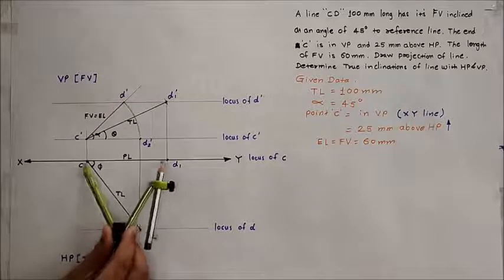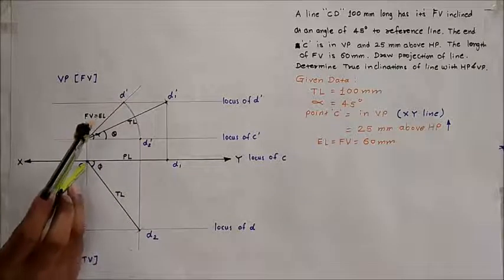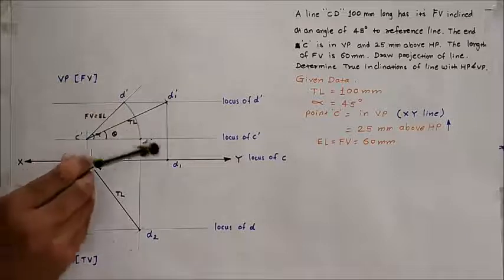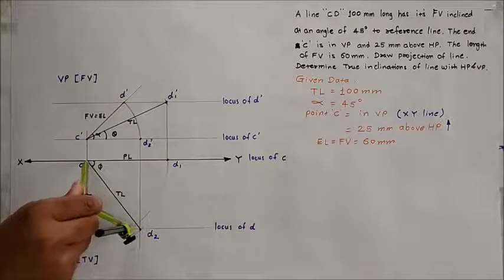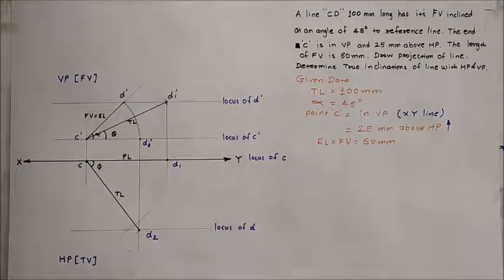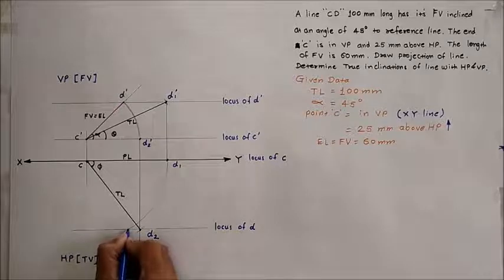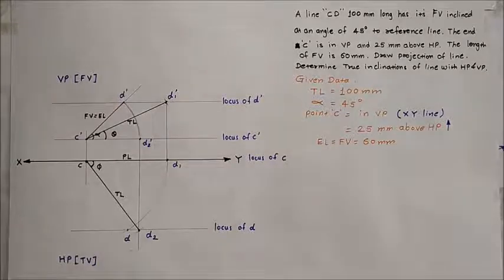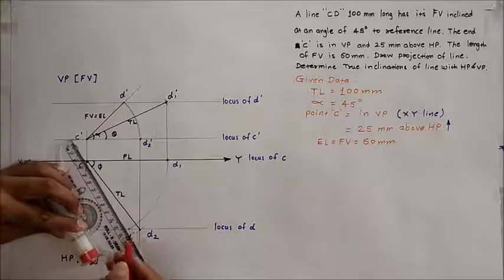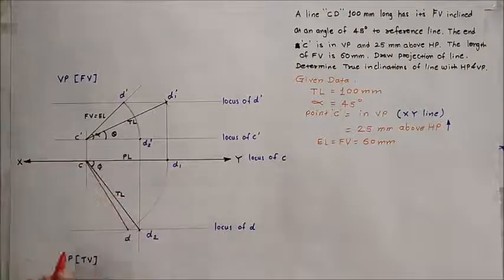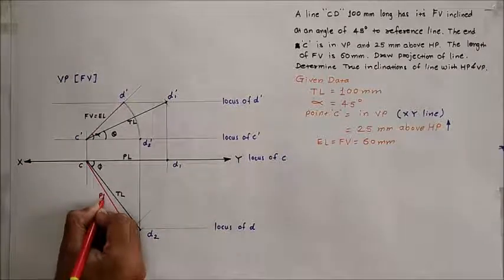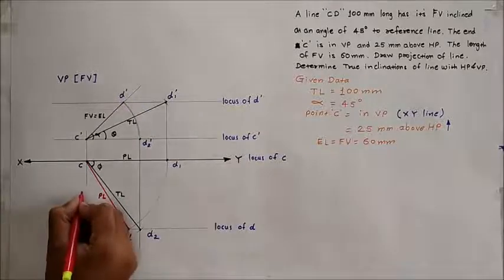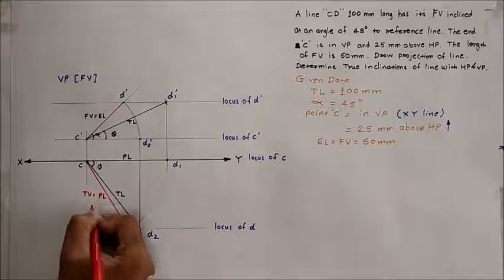Now take the distance C to D1 in your compass. Keep your compass at point C and rotate D1 till it meets with the locus of D. Give the nomenclature to that point as small d. Join this C to D. This C to D is the plan length of the line, which is equal to the top view of the line.